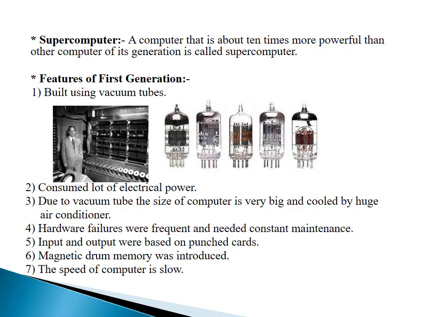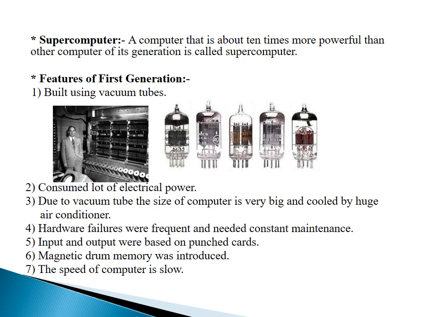What is supercomputer? A computer that is about 10 times more powerful than other computers of its generation is called supercomputer. Now we have to learn the features of each generation of computer in detail. So, very first, we have to learn the features of first generation of computer. First generation of computer was built using vacuum tube. The picture of vacuum tube is shown below.